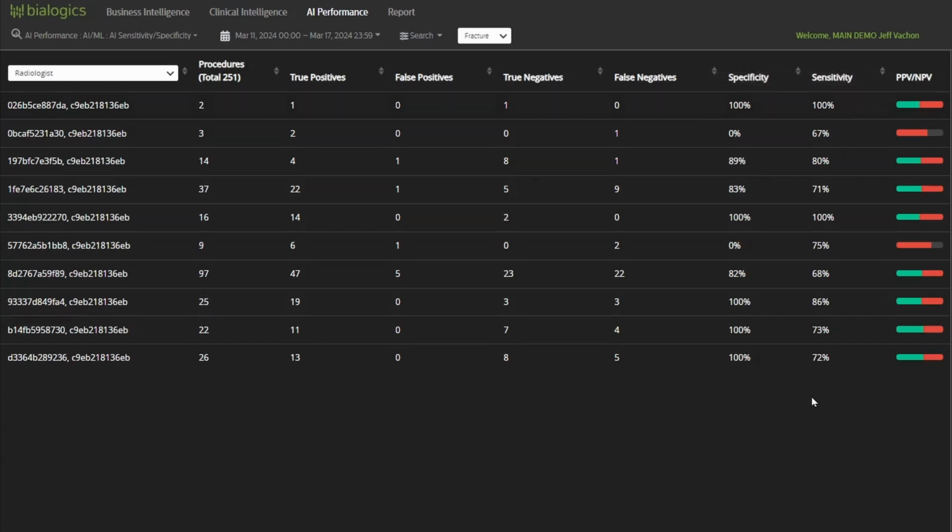Now we want to be able to import all of the data from clinical intelligence and our AI performance back into our business intelligence to show you how all of this data comes together in a very cross-functional analysis.